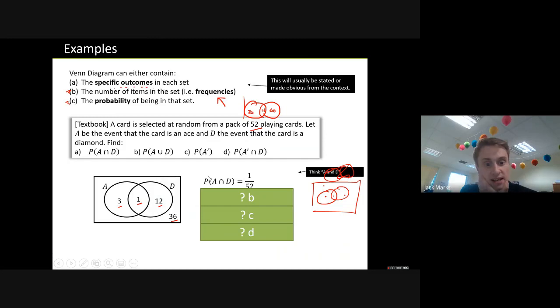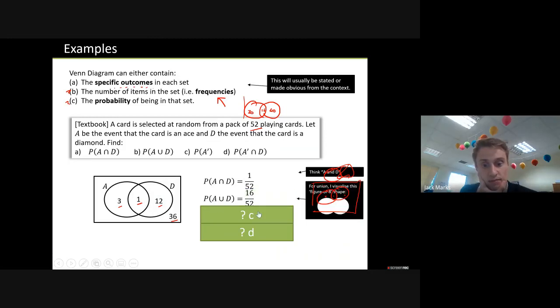A or D, anything inside the circle. So what's there? 16. You could simplify that. Just check if the question wants you to do that. Not A. The easiest way is to find A, which is 4, and then take that away. So 48.